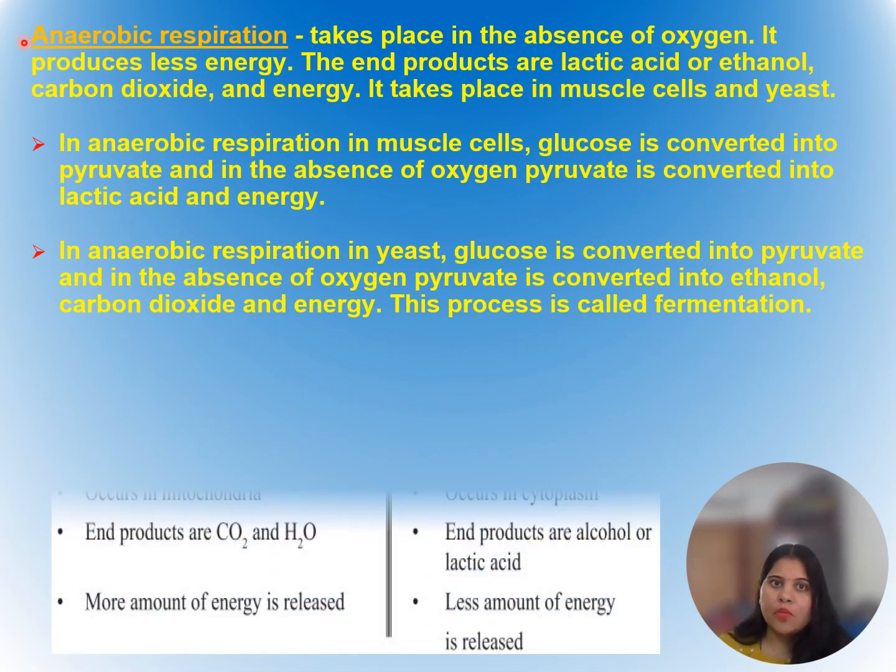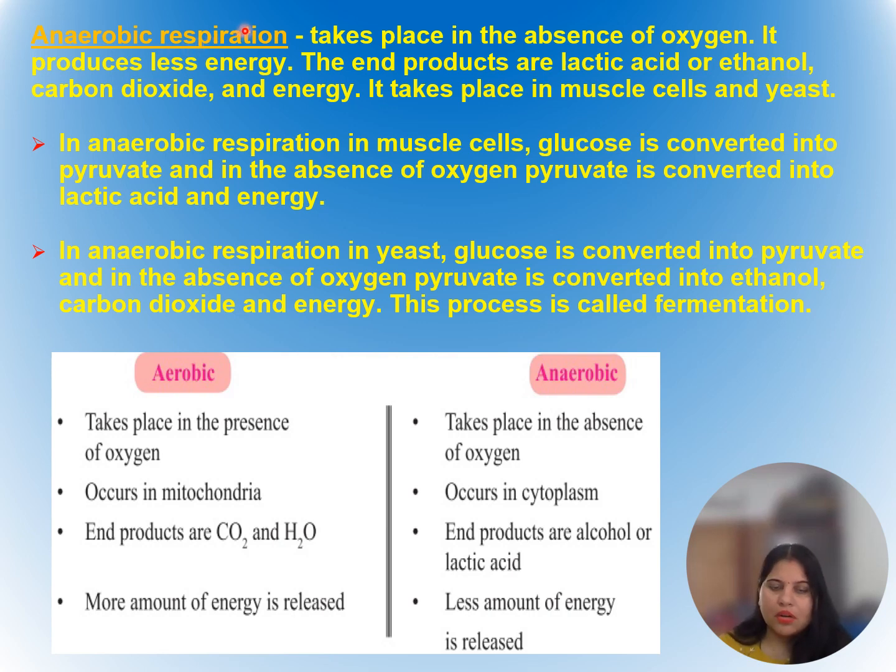Now, in anaerobic respiration, we have seen two types. One can take place in our muscle cells, another can take place in fungi. So anaerobic respiration takes place in the absence of oxygen, and during this process, a less amount of energy is produced. And in anaerobic respiration, overall, the end products can be lactic acid, ethanol, carbon dioxide, and energy. It can take place in muscle cells and in yeast.